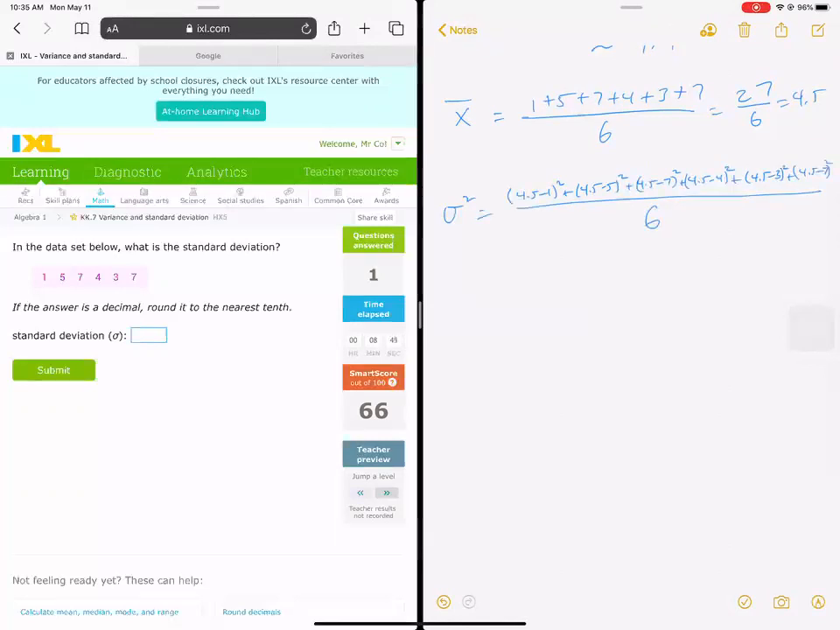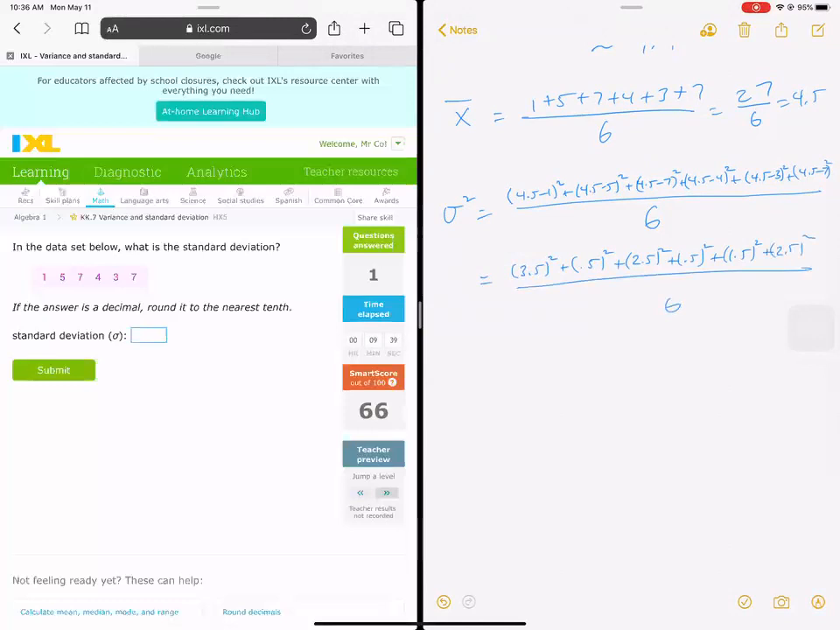Of course, this one will be a little harder to write on the calculator, so I'm going to subtract first. 4.5 minus 1 is 3.5, and then I can square that on my calculator. And 4.5 minus 5 is 0.5. I'm going to square this. And then we're going to take 4.5 minus 7. If you want to try to do this in your head, think of it as $7 and $4.50. $7 minus $4.50 is 2.5. 4.5 minus 4 is 0.5. 4.5 minus 3 is 1.5. And 4.5 minus 7 is 2.5. I'm going to square all of that over 6.